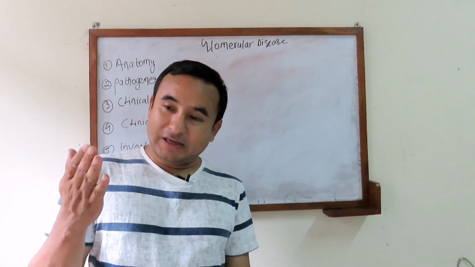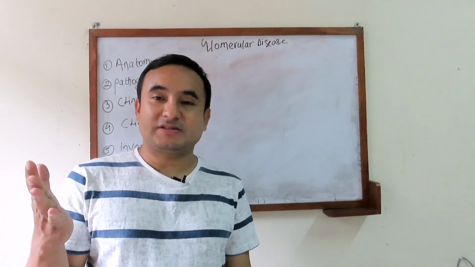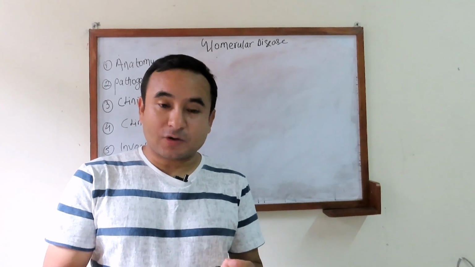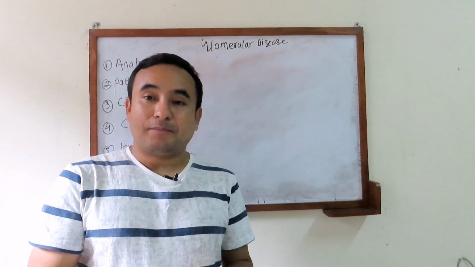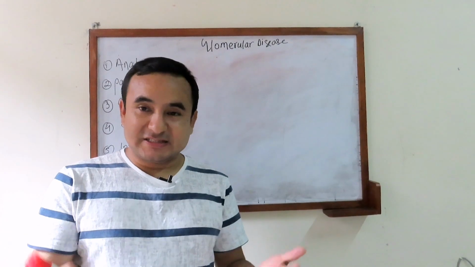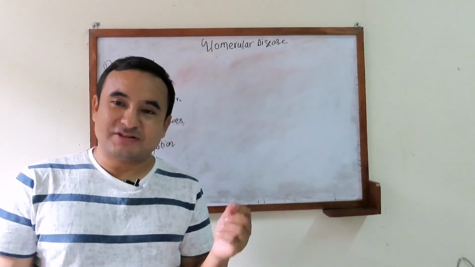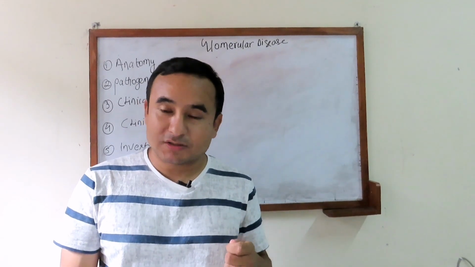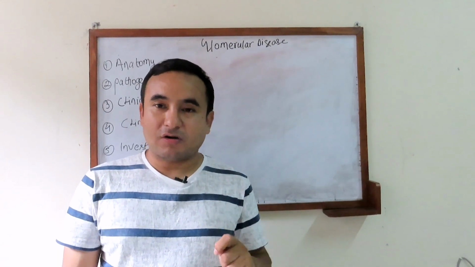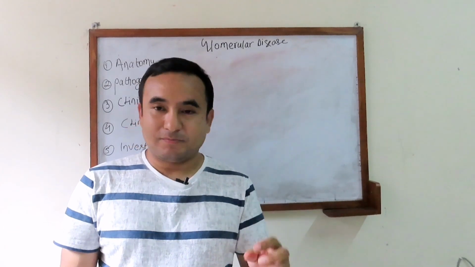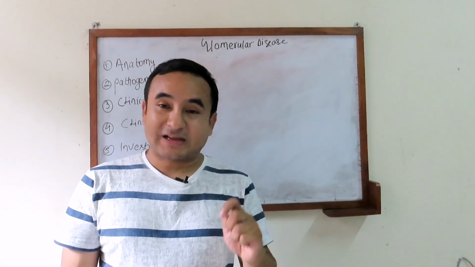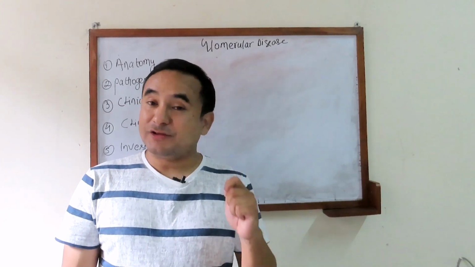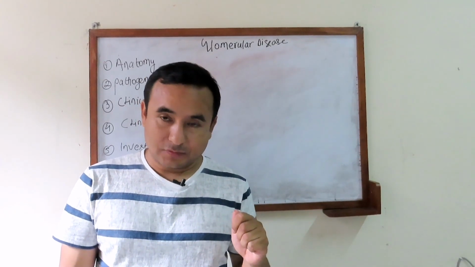Glomerular disease can be caused by different autoimmune diseases. Okay, so we are not going to discuss these things in detail, but there can be some genetic cause, some inflammatory cause, some autoimmune cause, some toxic cause, and some vascular cause that can injure our glomerulus.